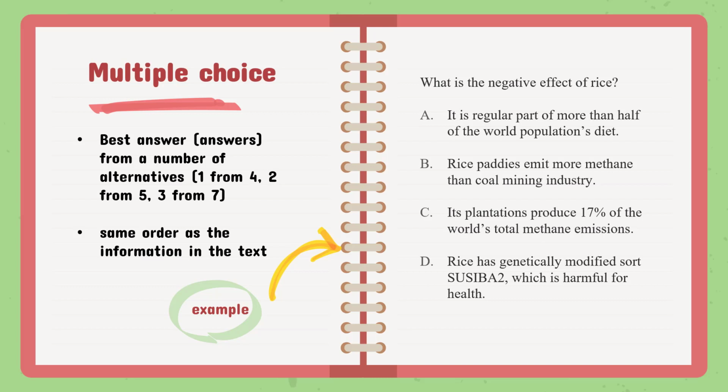Multiple choice questions appear in the same order as the information in the text. For instance, if the first answer is found in paragraph 1 and the second one is found in paragraph 3, the third one will be in paragraph 4 or 5 or 6, not in paragraph 2. You can see an example of a multiple choice question. You have 4 answer choices. You need to read them carefully and pick the best one for your answer.